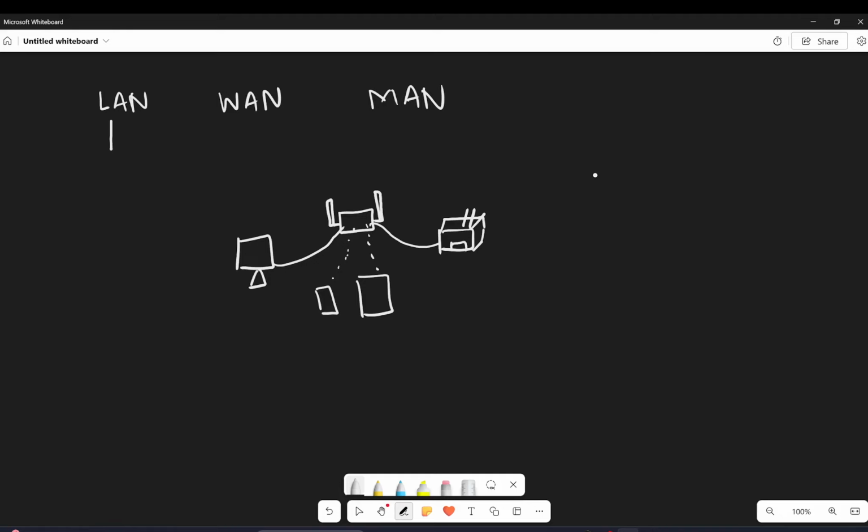Now, there is something else called PAN as well. It's a private area network or personal area network. So if you create a small network with your own printer, your own mobile devices, that's mostly used for your own personal uses, we call it PAN. Right. So basically, it's just another way of dividing various network architectures, right?